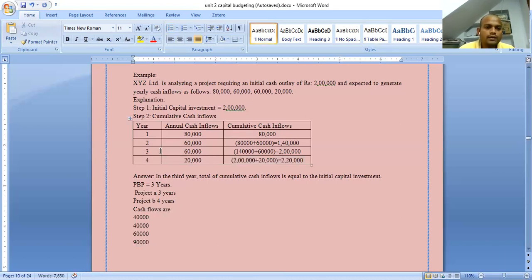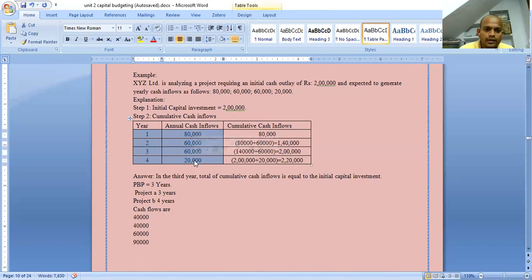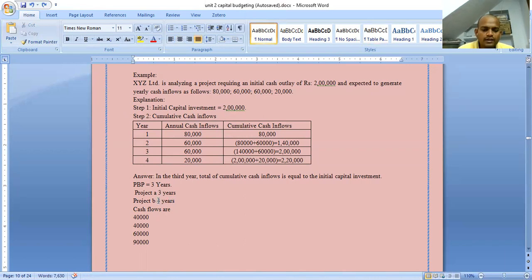90,000. See, in project A, if you assume this as project A, within 3 years we are getting our investment of 2 lakhs back. But in project B, it takes more than 3 years, because within 3 years it is able to collect 1,40,000. But in the fourth year, the cash inflows, the returns, are higher than project A.